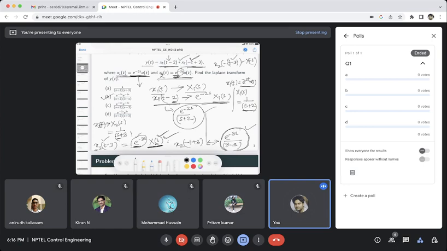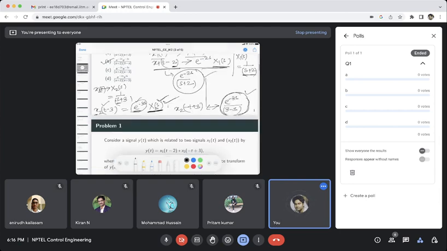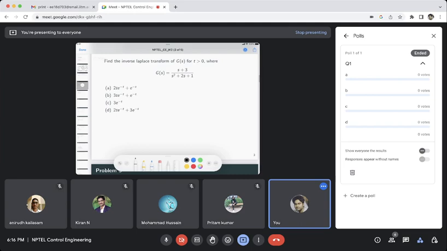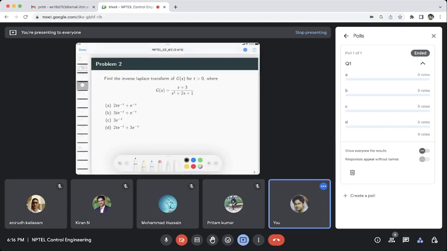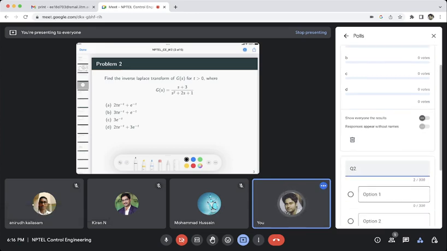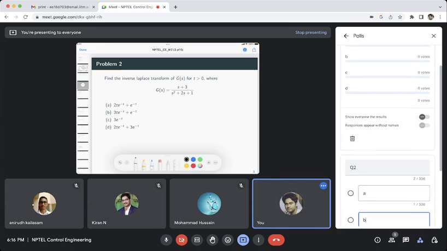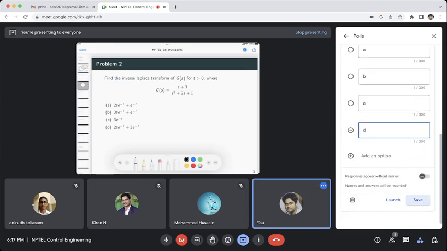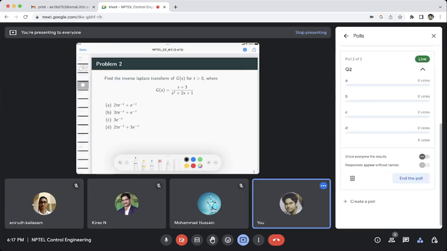Okay, then we move to the next question. In this question again you have to find the inverse Laplace transform. The Laplace transform is given, and you have to find the inverse Laplace transform. You can answer through a poll. Okay, I'm starting. Once you answer, then we'll discuss.